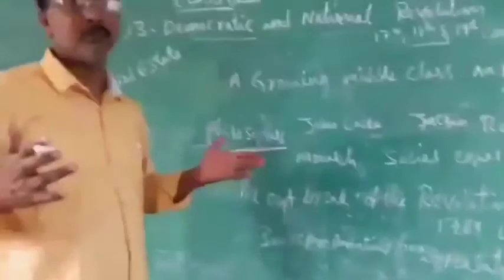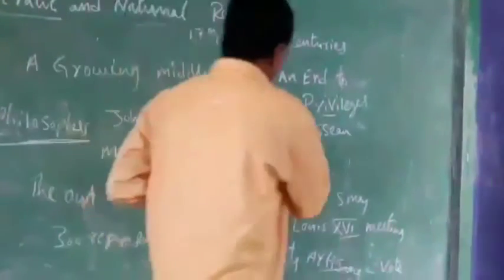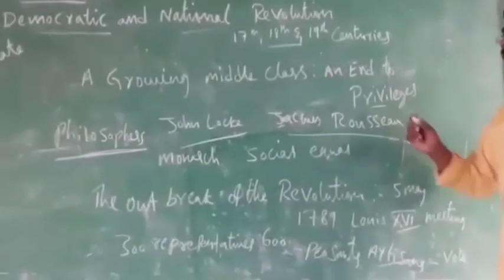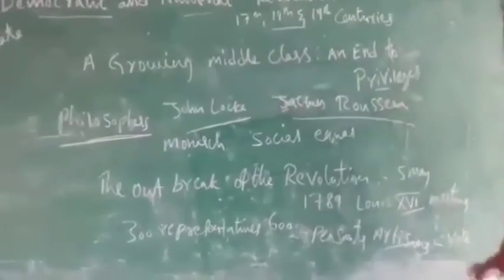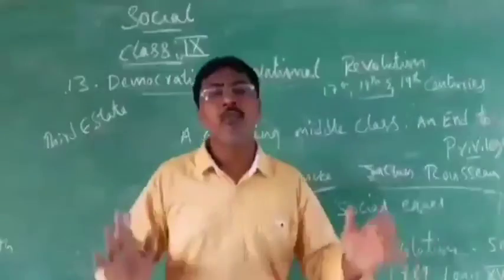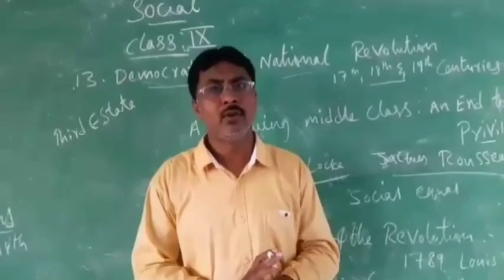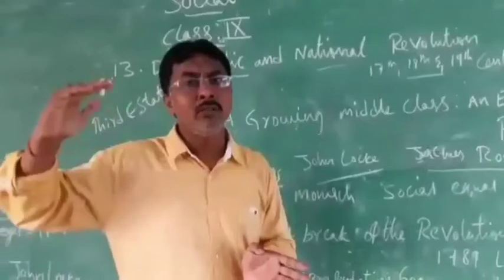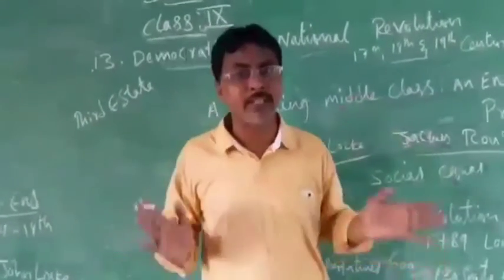Some philosophers, John Locke and Jean-Jacques Rousseau, told that equality should be there. What they are paying in taxes should be equal. Everybody should pay the tax. Not only the third estate should pay while the first and second estates do not pay. Everybody should pay the taxes.